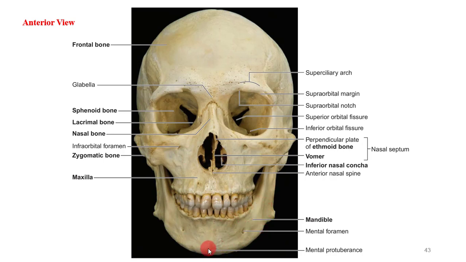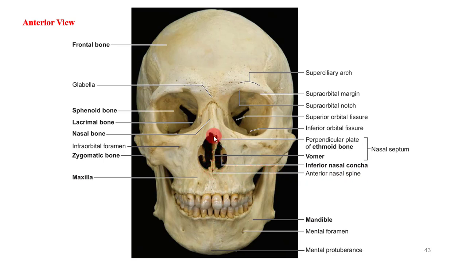The prominent chin of the mandible is called the mental protuberance. The oral margins of the maxillae and the mandible have alveolar processes that contain the teeth. The nasal cavity is also seen in anterior view. Its inferior border is marked by a prominent anterior nasal spine.